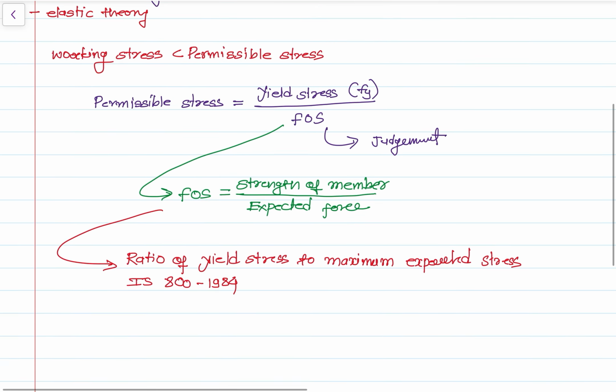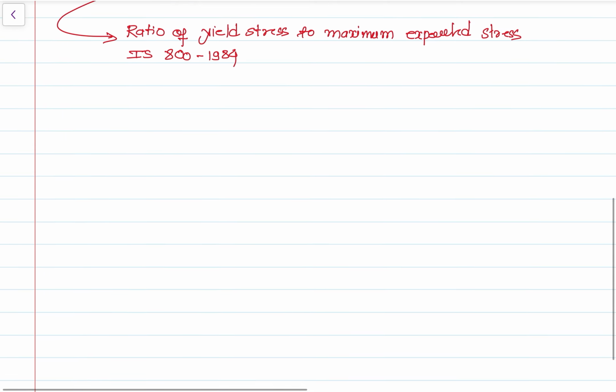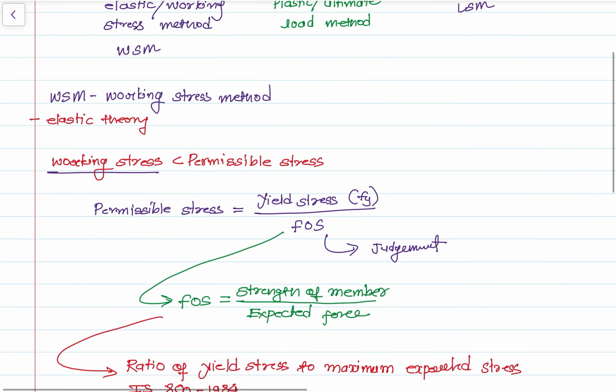Now, there are lots of limitations to the working stress method. This method does not utilize the reserve strength derived from the ductility and the redistribution of stresses we have. Why? Because there are some factors for which we do not get a proper margin of safety. Now, how do we calculate the margin of safety? We do not get a proper margin of safety because here the working stress is always less than the permissible stresses.